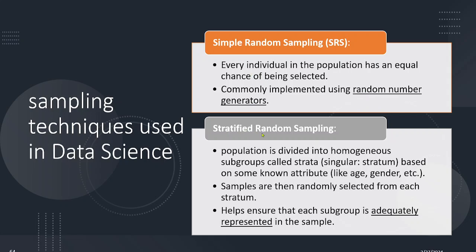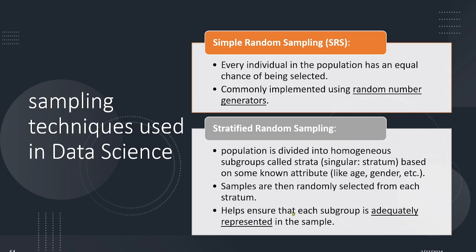Another technique is stratified random sampling. This is useful when the population is divided into homogeneous subgroups, and these groups are called strata. Of course, the grouping is based on some attribute. It could be something to do with age, gender, region, the language spoken, or the income level. It could be any of these dimensions. Then we draw the sample randomly from each of these strata. This is called stratified random sampling.